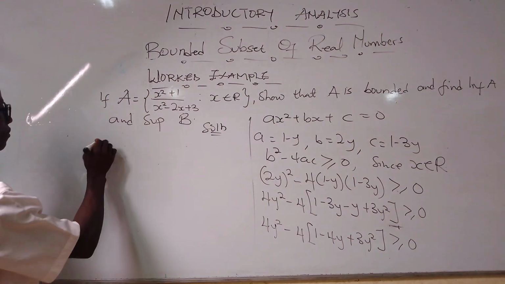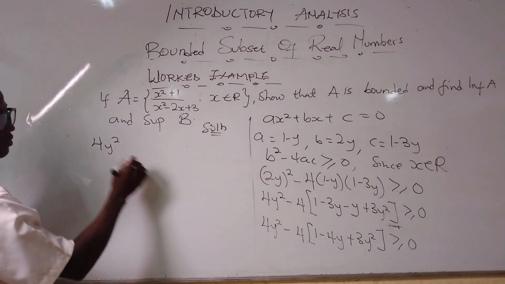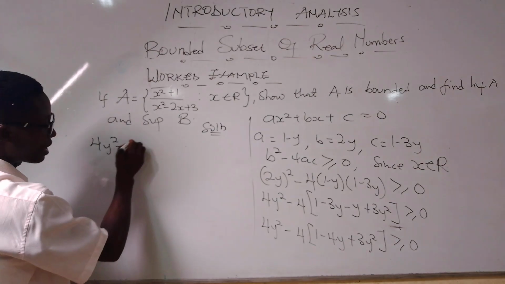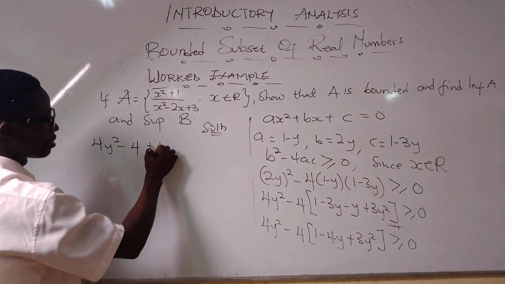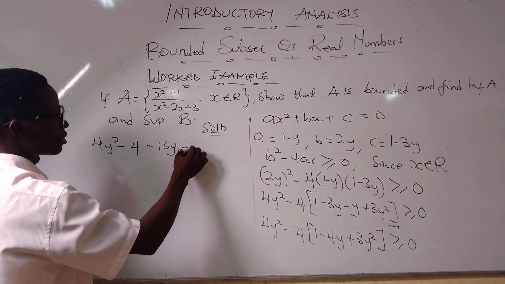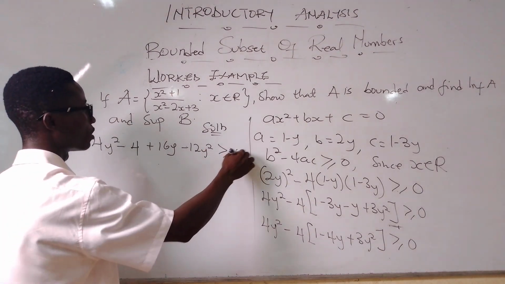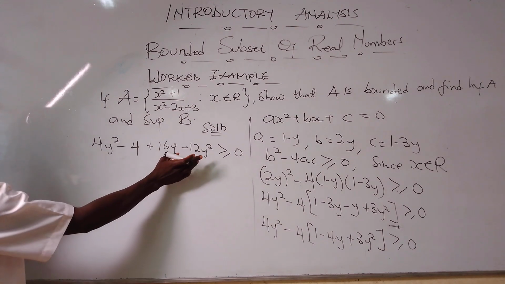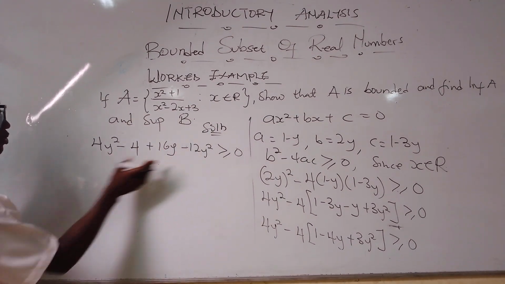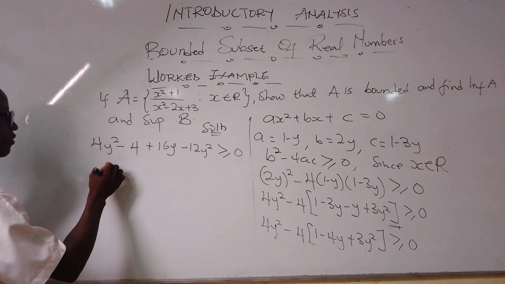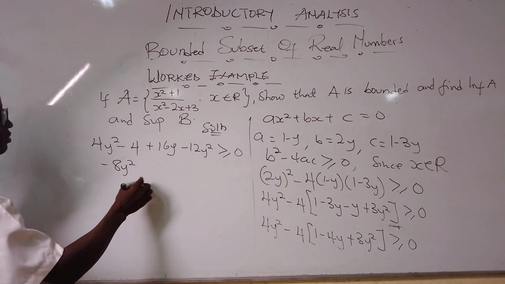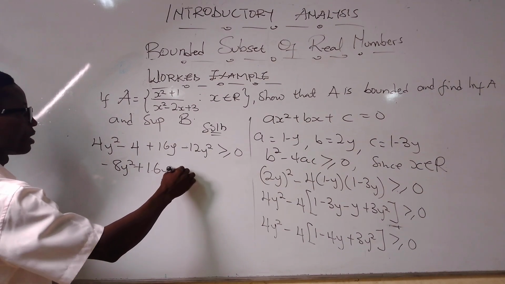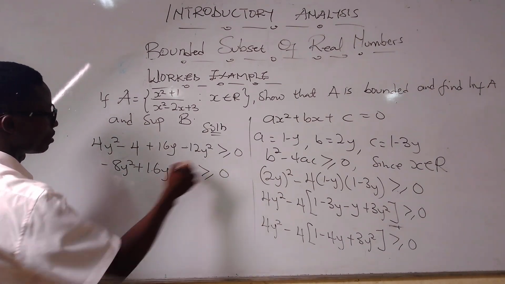We are going to have 4y squared. This 4 will multiply what's in the bracket here. So I'm going to have minus 4 plus 16y minus 12y squared is greater or equal to 0. So let's simplify the like terms here. 4y squared minus 12y squared, I'll have negative 8y squared plus 16y minus 4 greater or equal to 0.